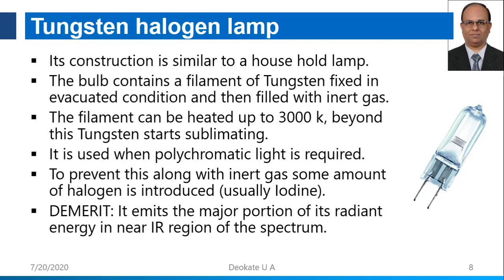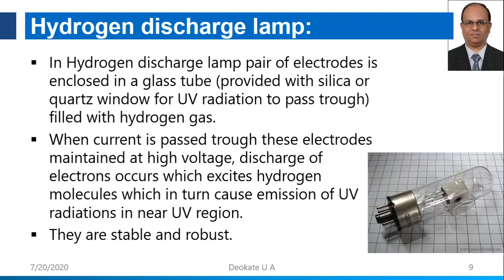To prevent this, along with the inert gas, some amount of halogen is introduced. Usually, we are using iodine as the halogen. So it has certain demerits: it emits the major portion of its radiation energy in the near IR region of the spectrum. It is used in visible, but it also emits some near IR.